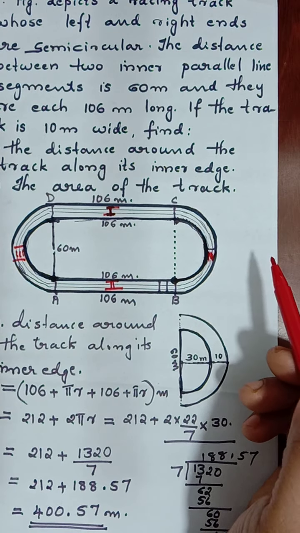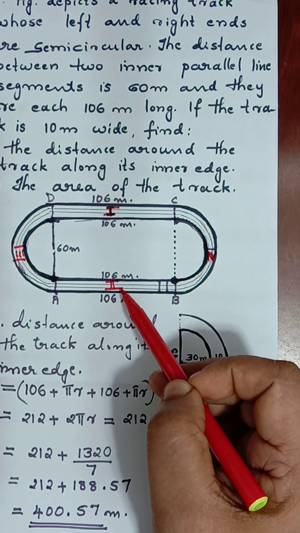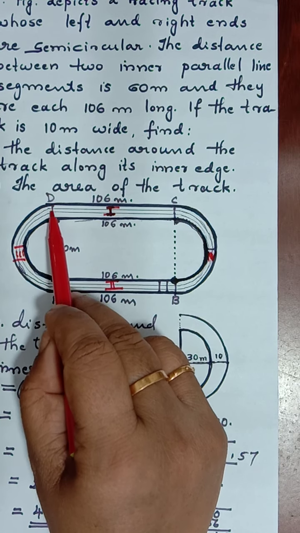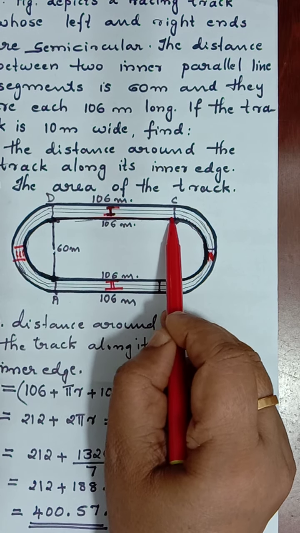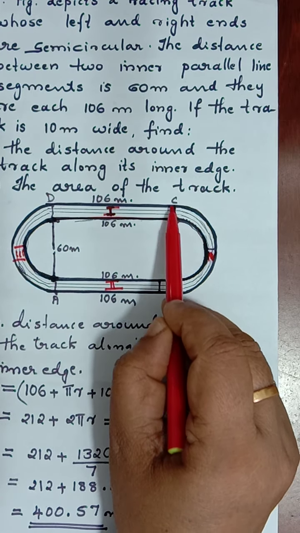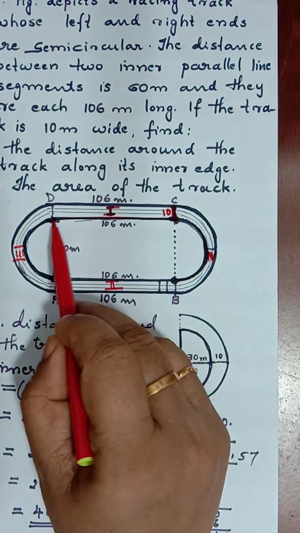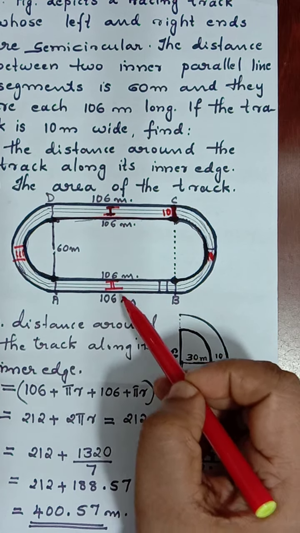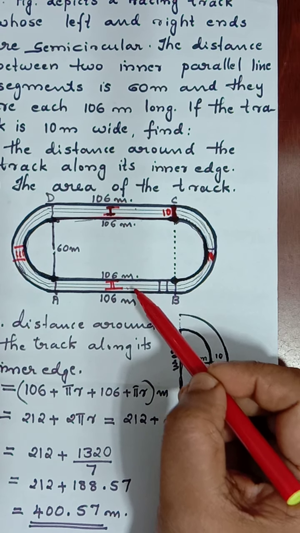So how do we find this total? Area 1 plus area 2. Area 1 is a rectangle. Here you can see a rectangular portion. The length is 106. The breadth is the thickness of the track, which is equal to 10. So length into breadth is the area of the rectangle, and we have to do it 2 times. That is how we get this long path.